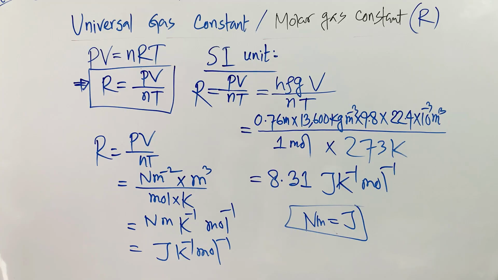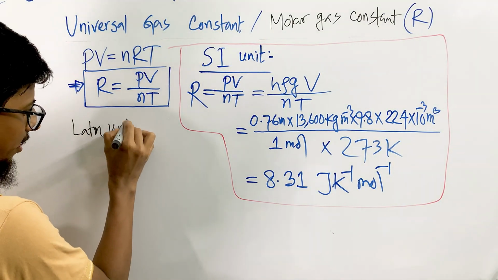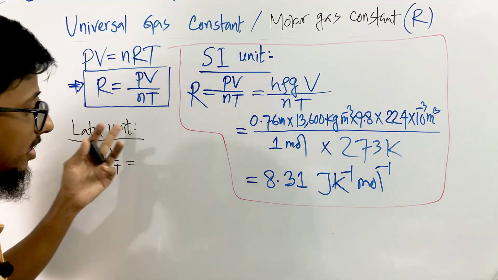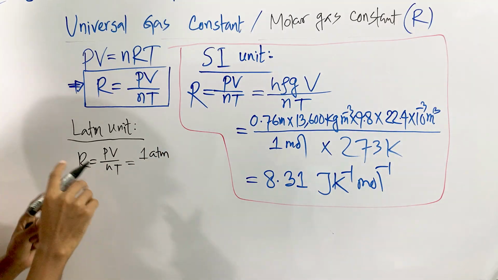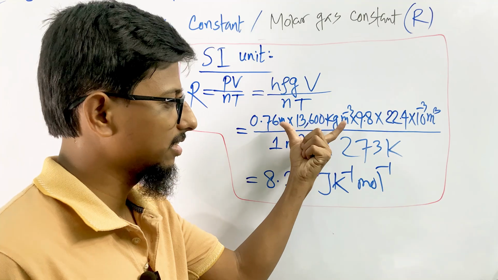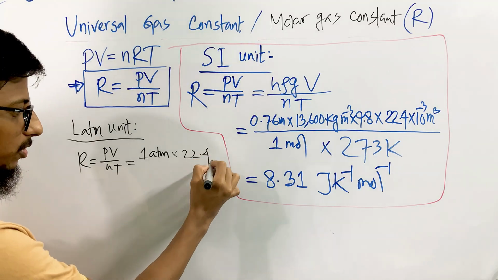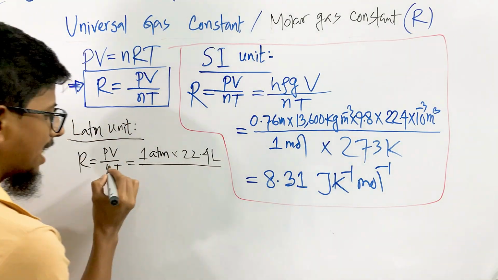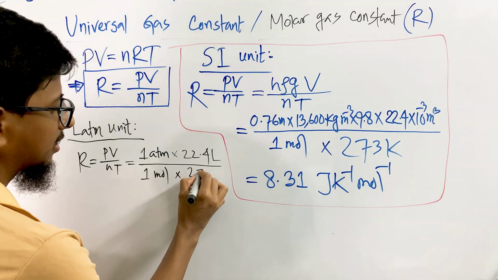Now we will go into the other one, which is the liter atmosphere unit. So now my R is PV divided by nT. In the liter atm unit, you put the pressure equal to 1 atm. In the SI unit case, you have to find that in Newton per meter squared, in Pascal. And the volume is 22.4 liter, but in the SI unit case, you have to convert that into meter cube. My n, which is the mole number, is 1 mole, and my temperature is 273 Kelvin.